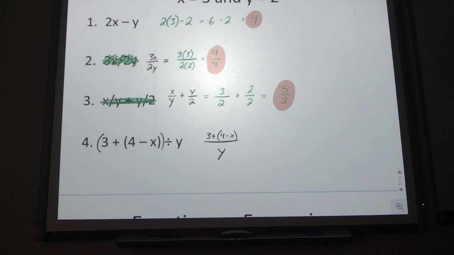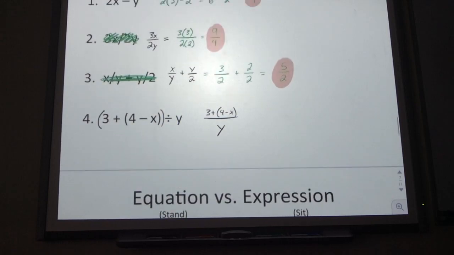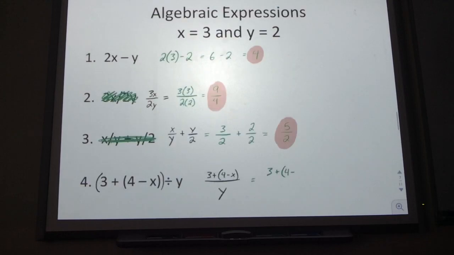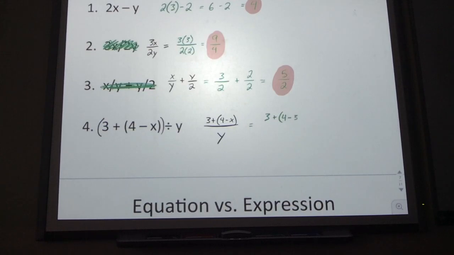Okay, last one. So we got 3 plus 4 minus our x would be 3 all over our y, which is 2. So that is 3 plus 1 is 4 divided by 2. 2. Did I get all those answers right? Yes. Great. Man, I'm so good at that.